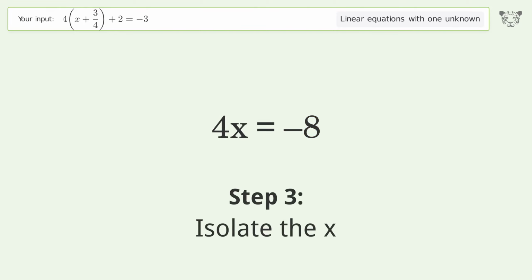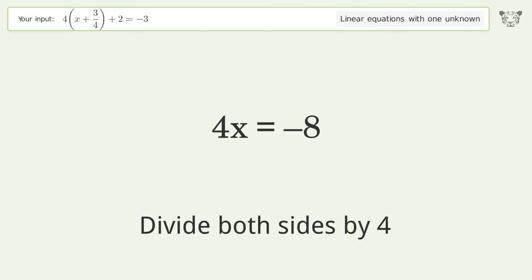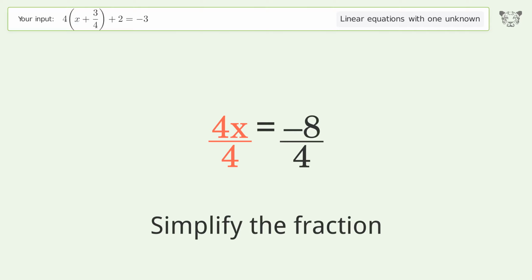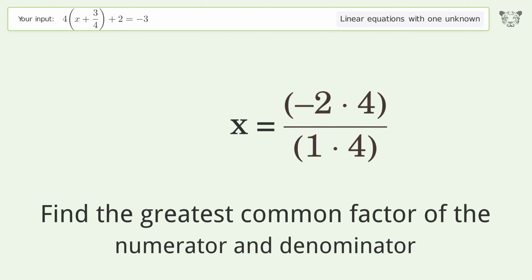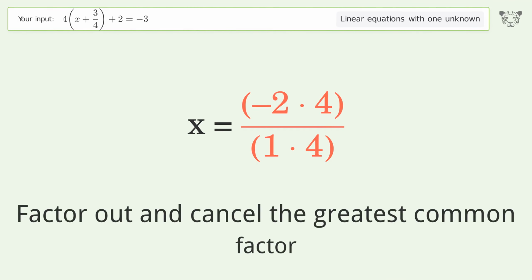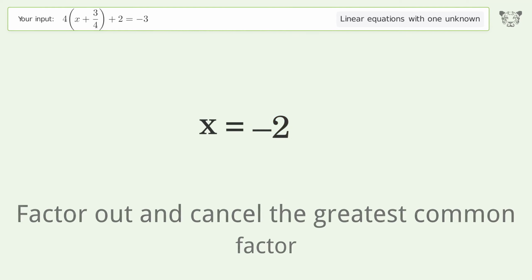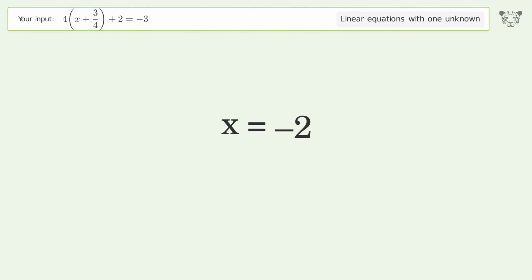Isolate the x. Divide both sides by 4. Simplify the fraction. Find the greatest common factor of the numerator and denominator. Factor out and cancel the greatest common factor. And so the final result is x equals -2.